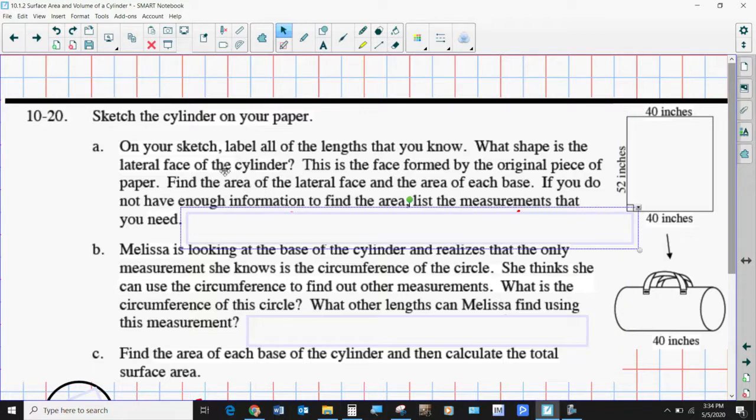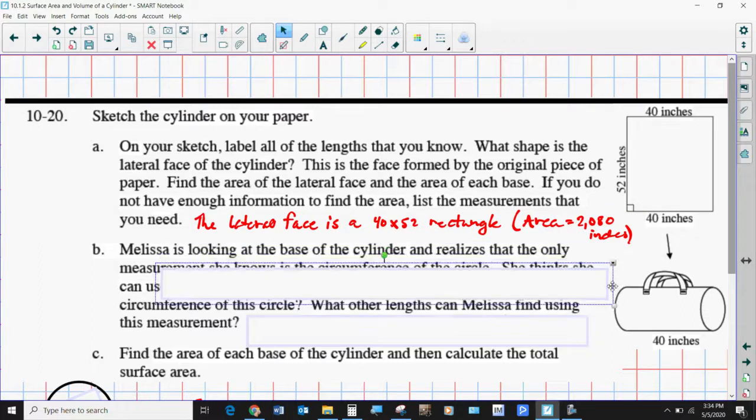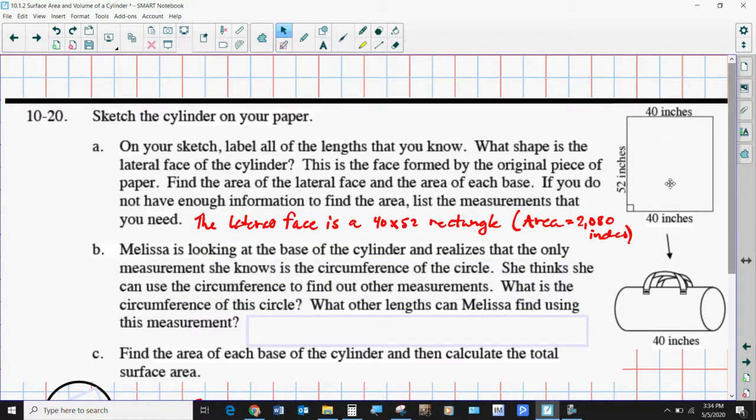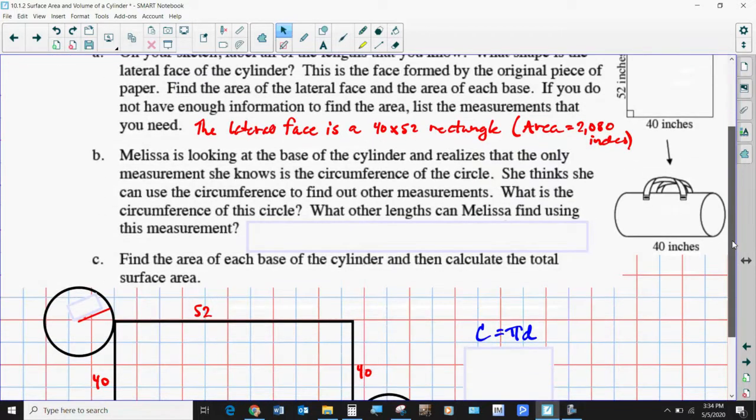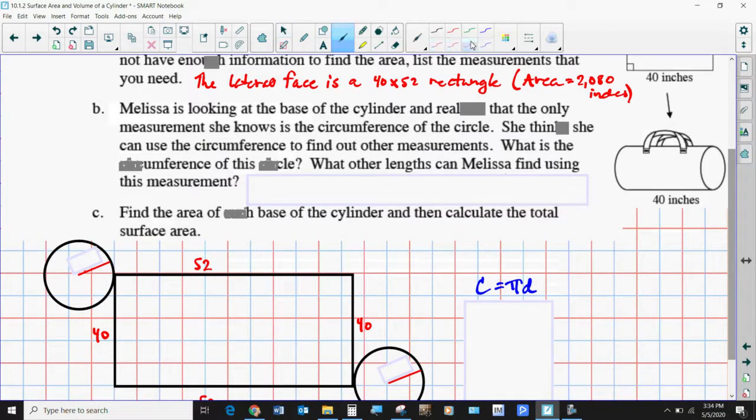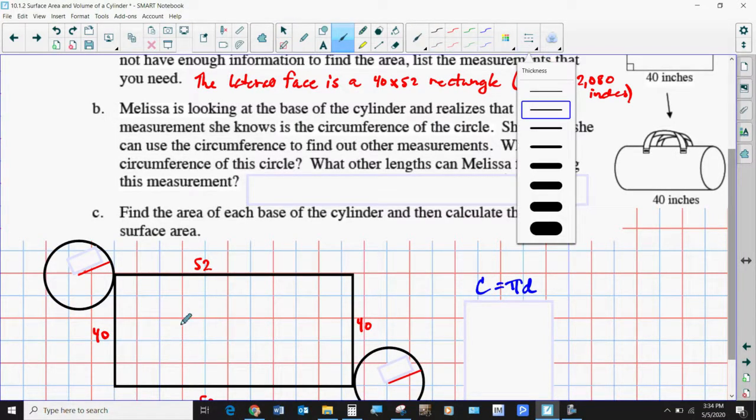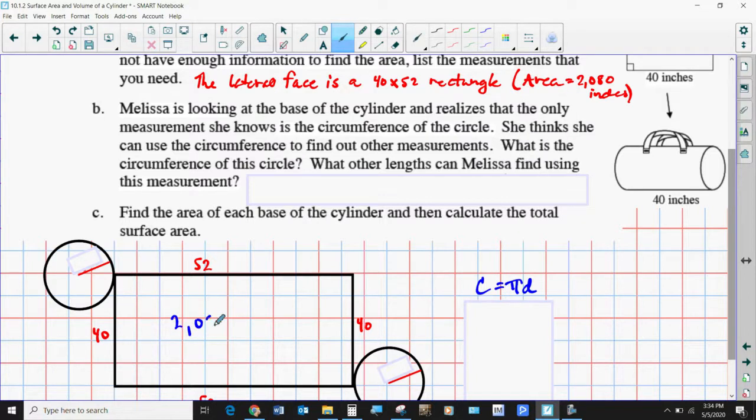So in answer to this question, find the area of the lateral face. If you do not have enough information to find the area, list the measurements. Oh, okay, we're not quite to the circular base yet. What is the area of this lateral face that would be wrapping around? Well, how do you find that? 52 times 40, how much is that? That's going to give you the area of this section right here that's wrapping around. So I'm going to go ahead and write that in down here. That 52 by 40 is 2,080 square inches.